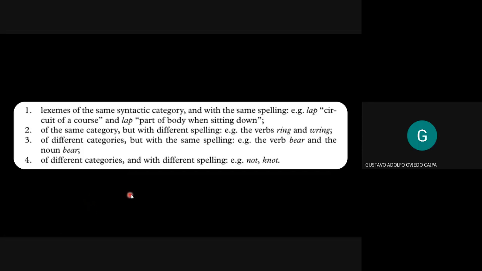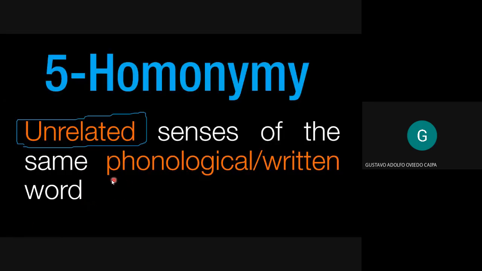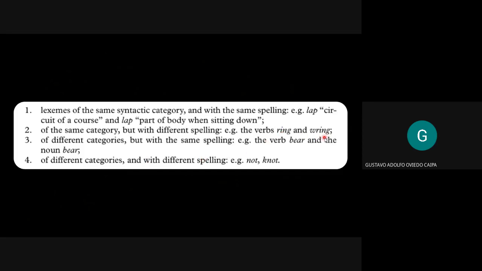That's why I do the clarification here that it is the same phonological word or written word. See, phonological or written word. So in this case, ring and ring would be the same phonological word. Or another type would be different categories, but with the same spelling. For example, bear, like the animal. In this case it is the verb bear and the noun bear. So the animal bear has the same writing, the same spelling, and the same phonological characteristics as the verb bear.